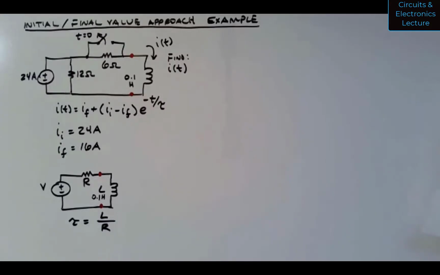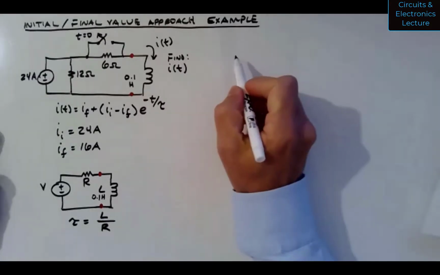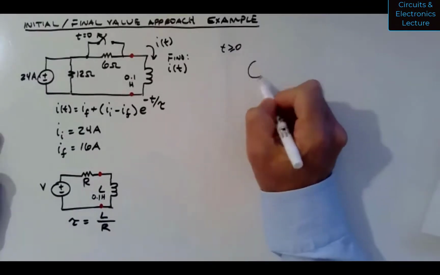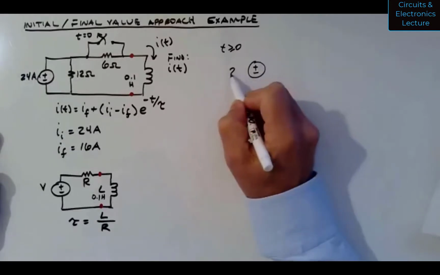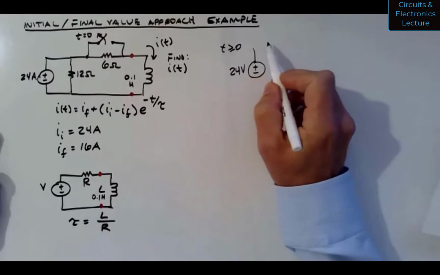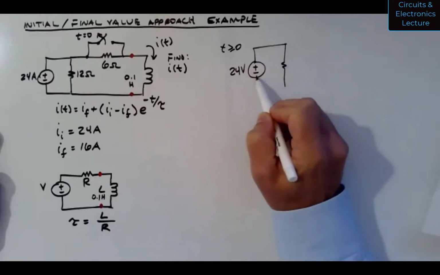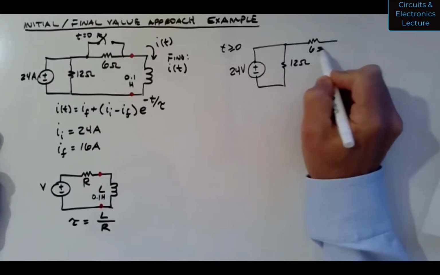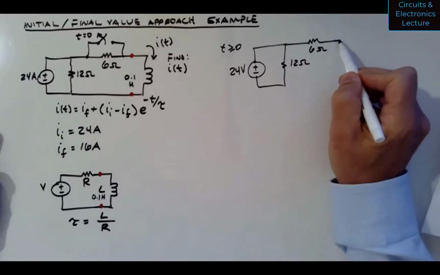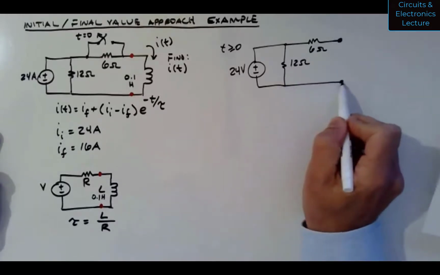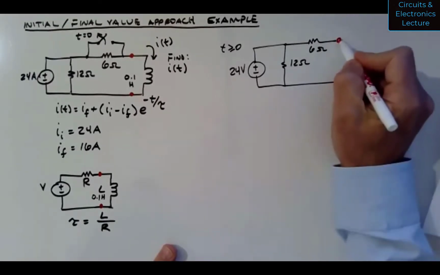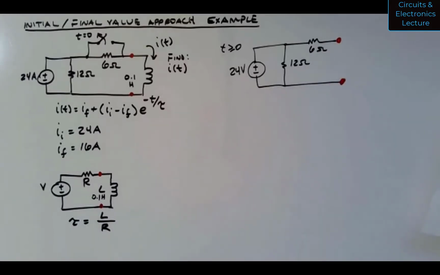So let's do that. Let's redraw the circuit briefly for t greater than or equal to 0. And I'm going to leave off the inductor because what I'm trying to find, in fact, I'll color those terminals red. What I'm trying to find is the Thevenin equivalent of that circuit.